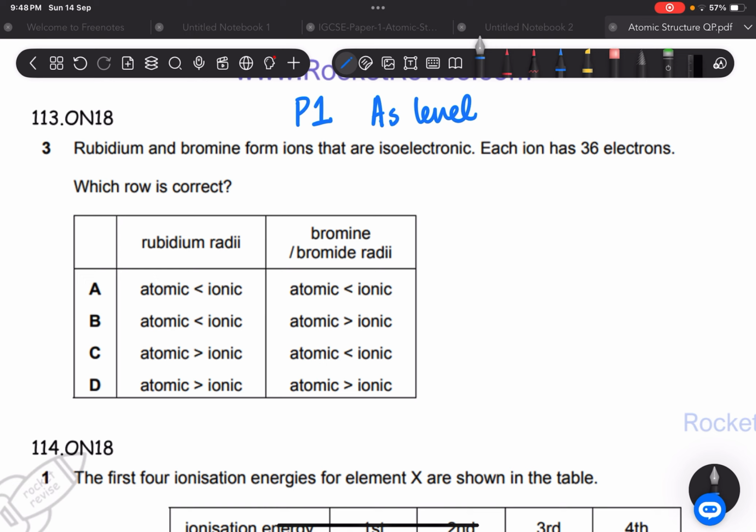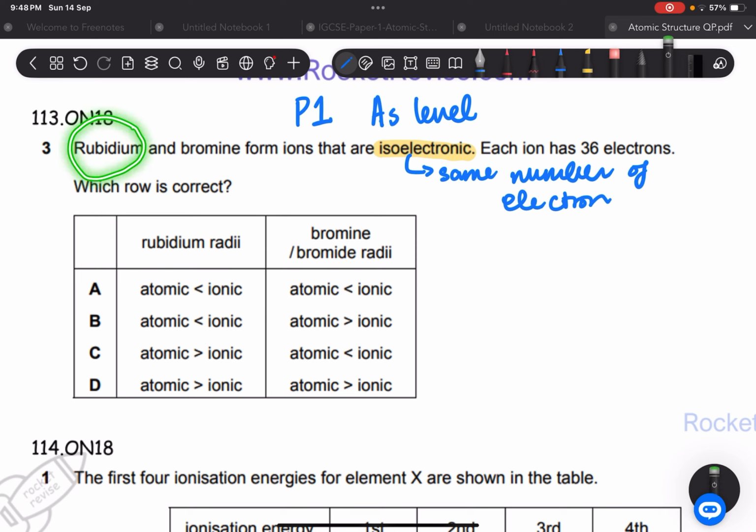So let's start with the first question, which says rubidium and bromine form ions that are isoelectronic. This word might be confusing for some people, but isoelectronic simply means that they have the same number of electrons. Obviously, since we have rubidium and bromine, rubidium is in group 1, so it will lose one electron to form the ion, and bromine, since it's in group 7, is going to gain one electron to form this ion. Each ion has 36 electrons. Okay, we know that the number of electrons is going to be 36.